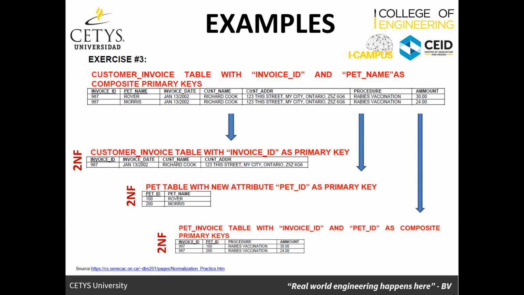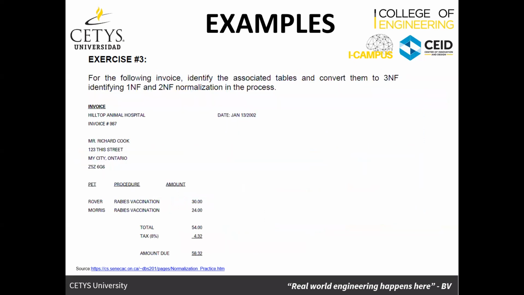So what we're going to be doing is creating a pet table where we just have the pet ID and the pet name. We're going to have a customer invoice table that's got the invoice date and the customer address, because the invoice is a one-to-one relationship. There's one invoice, and it's going to be directed to one customer. And then the pet invoice table has the invoice information, the pet ID, and the specific procedure that was done.